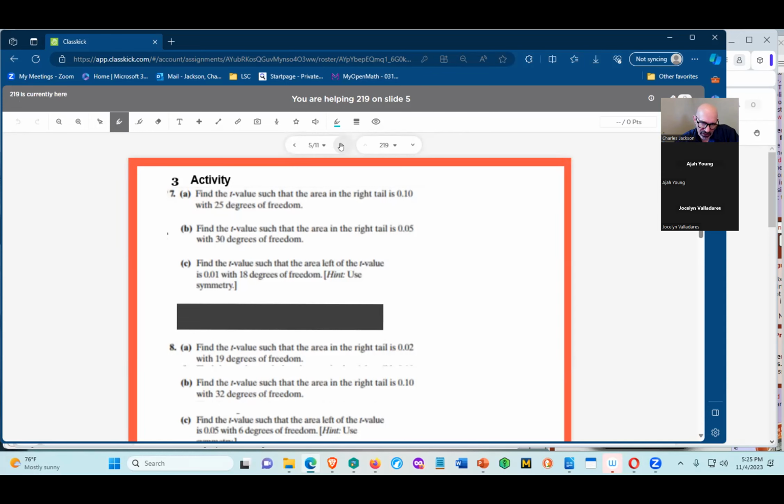Now, I want to comment on this thing. Find the t-value such that the area in the right tail is 0.10 with 25 degrees of freedom. Okay, now, in general, degrees of freedom are either known or they're just the sample size minus 1 for the kind of testing we're doing right now. And the area in the right tail is 0.1.